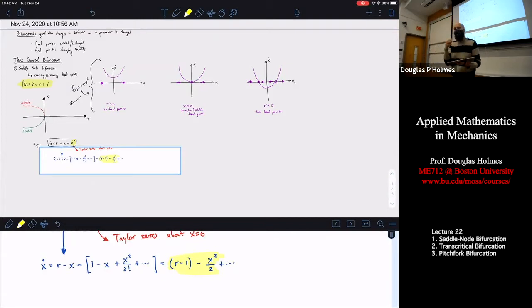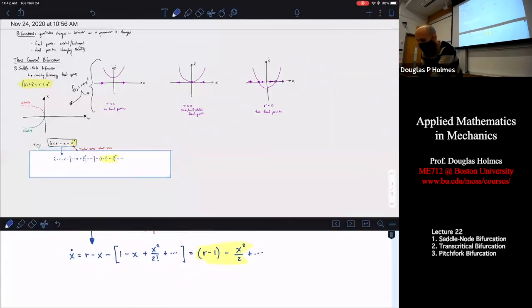In fact, you can generally define the normal form for a saddle node bifurcation by just considering a generic function for x dot around the bifurcation point. So let me show you what that means.